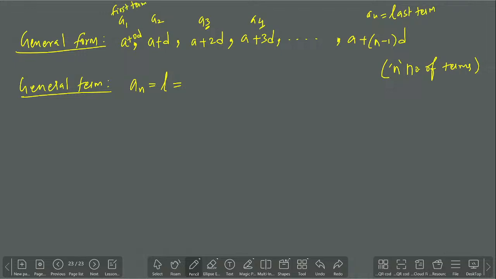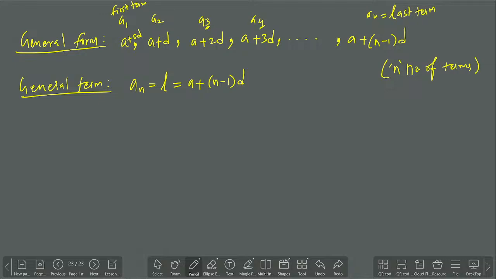Then what is An? Can you tell me by looking at the last term? A plus n minus 1 into D. This is the formula for the general term. An equals A plus n minus 1 into D. Based on this formula, we have the 5.1 exercise that we are going to see.